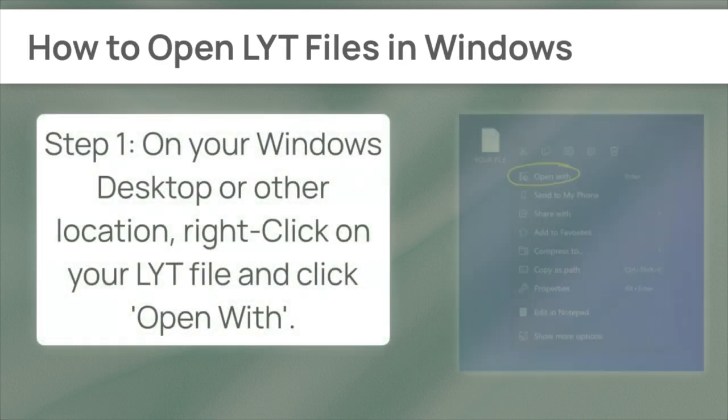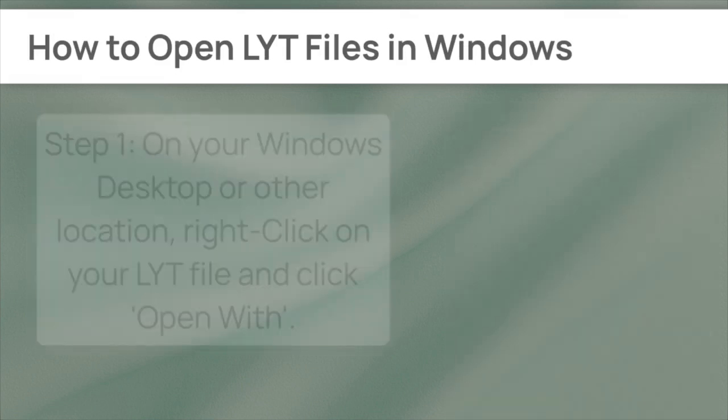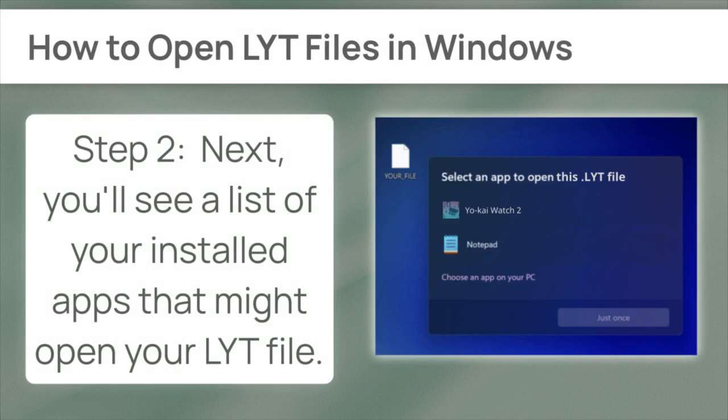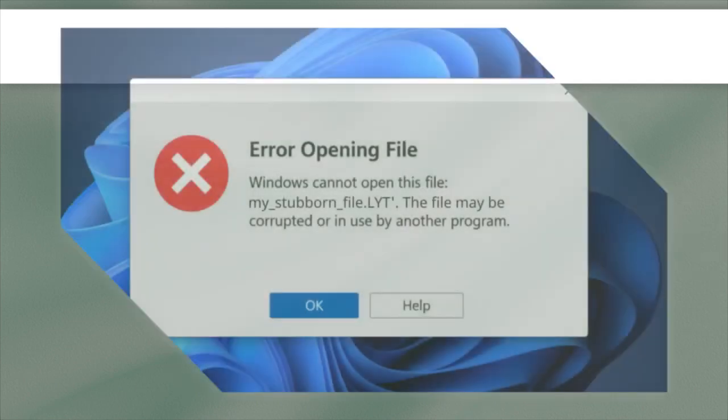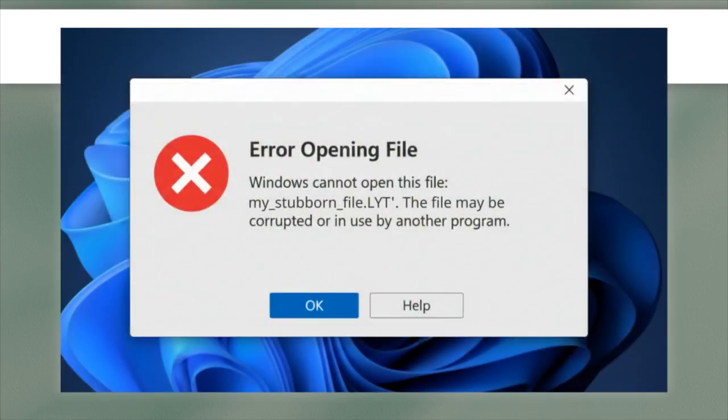Let's find the specific program that reads the file signature. Right-click the LYT file and hit Open with, then select Yokai Watch 2 if available. If not, choose a different app. The issue is often a slight incompatibility. If your LYT file will not open yet, do not panic.